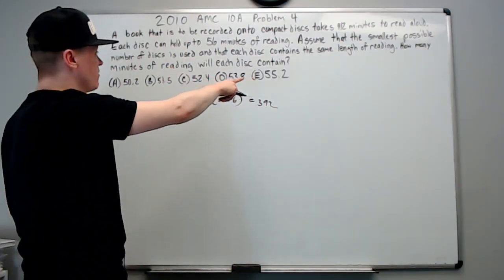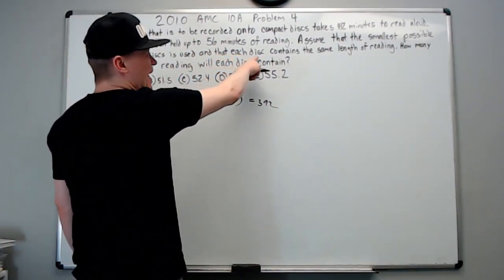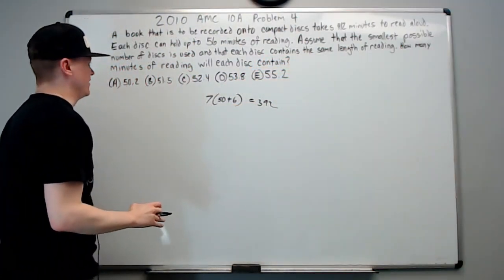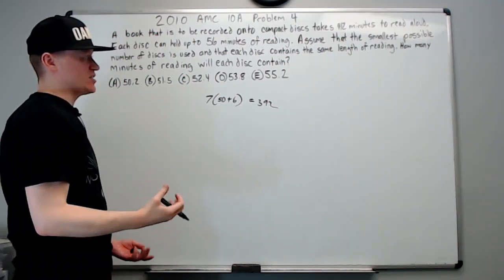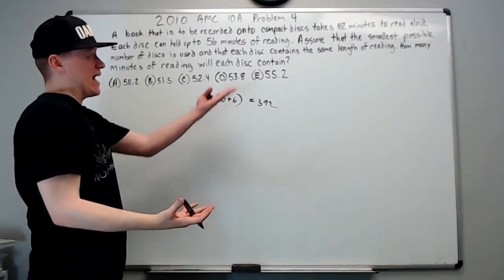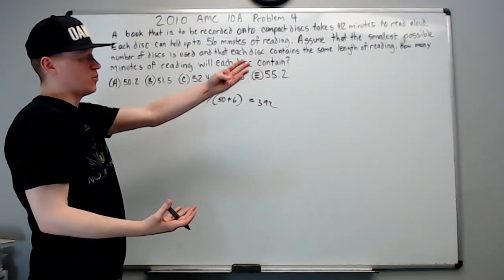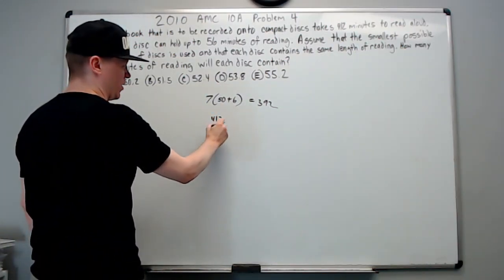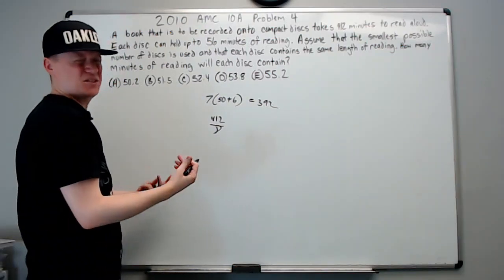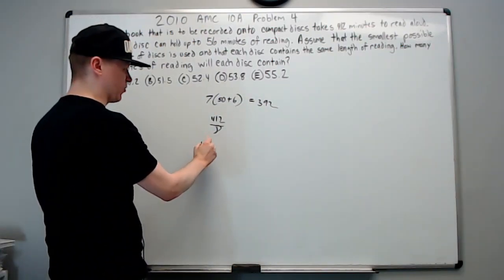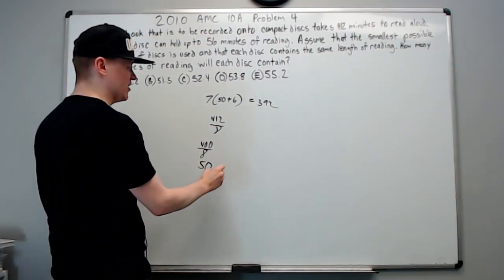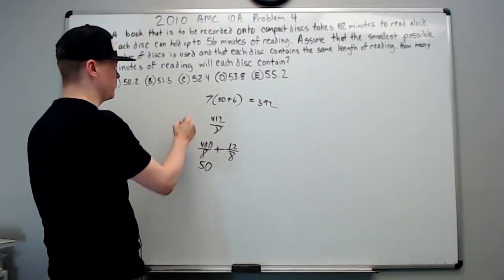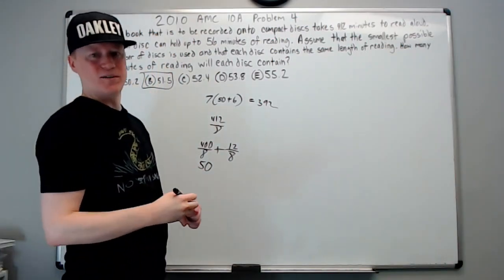So we keep reading from there. And that each disc contains the same length of reading. How many minutes of reading will each disc contain? We basically want the average of all 412 minutes averaged onto 8 discs. So it's basically 412 divided by 8. Now don't do it straight up. We already know that 400 over 8 is 50. So we just have to add 12 over 8, and that's 3 over 2, which is 1.5, 51.5.